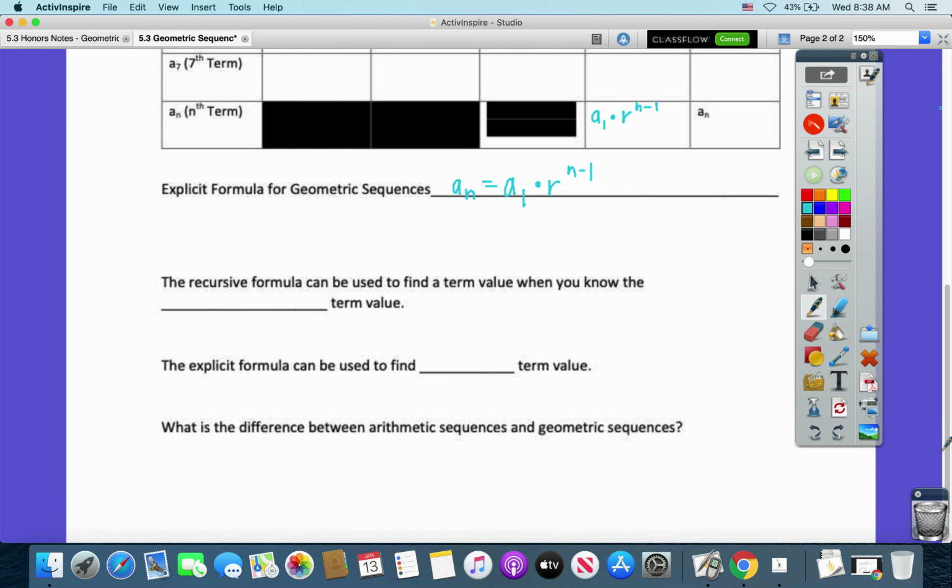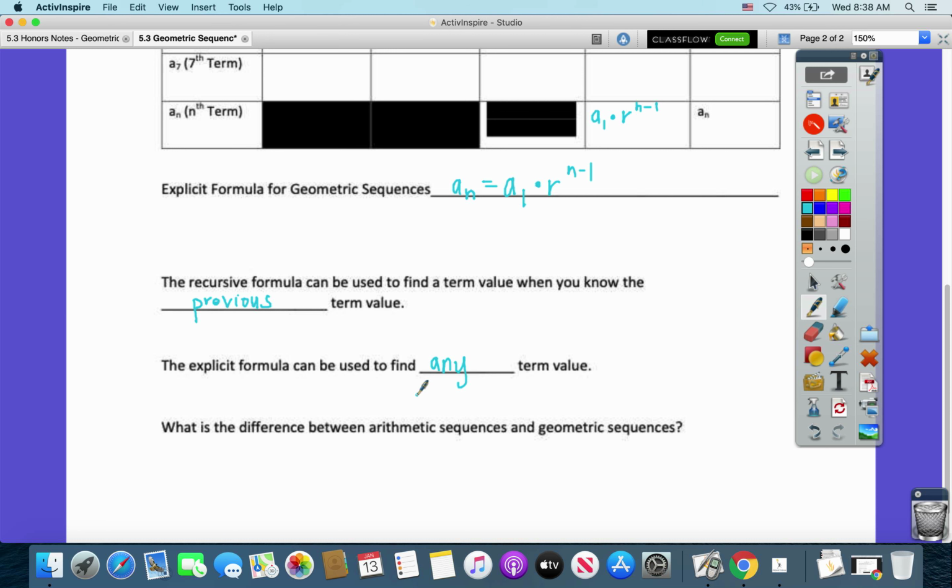Okay, recursive and explicit still mean the same thing. So recursive formula, as we learned with arithmetic sequences, can be used only if we know the previous term value. So if you know the first 5 and just need to find the 6th term, go ahead and use the recursive formula. But if you only know the first 5 terms and need to find the 100th, you want to use the explicit formula because that can be used to find any term value.